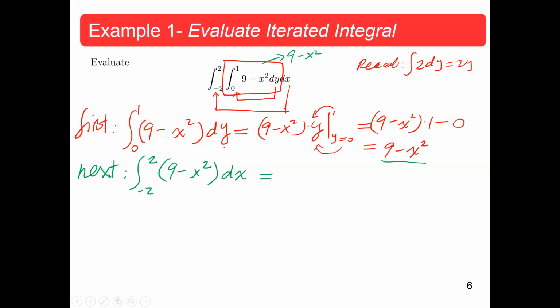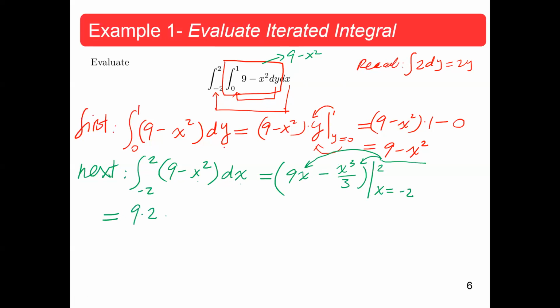Yes. Okay. Now this is just a regular integration that we are familiar with, right? Variable is x and you're integrating with respect to x. So the antiderivative of 9 will be 9x. The antiderivative of x squared is going to be x cubed over 3. And then we're going to evaluate at x equals -2 and positive 2, right? And we should plug 2 in first. Right? 2 goes in first.